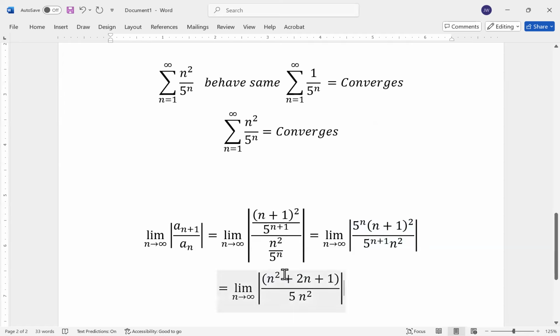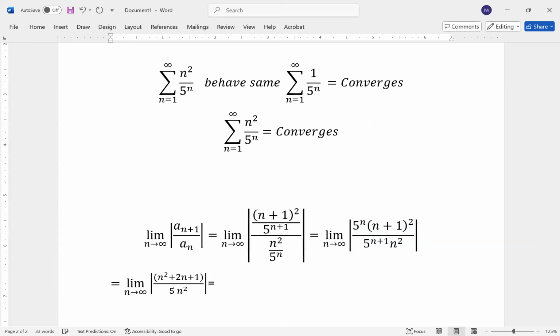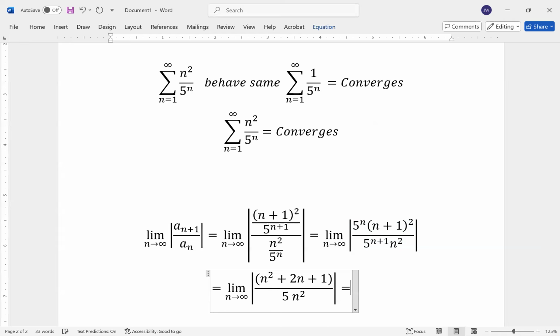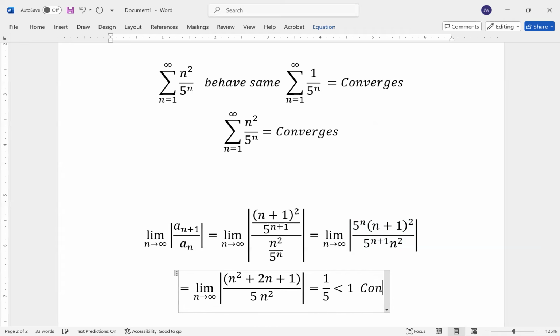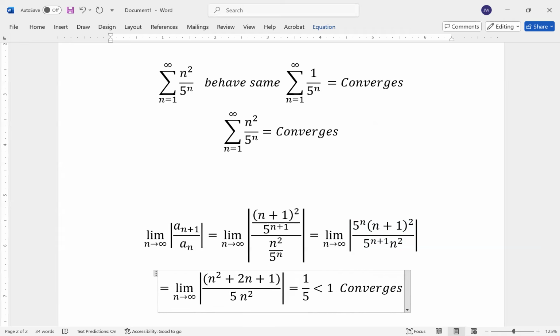Notice that top and bottom, both of those are polynomials of degree 2. So I just have to state what the coefficient is on the top over the coefficient on the bottom of the n squared term. So we get 1/5, which is obviously less than 1, which tells us that our infinite series converges, and technically tells us that our infinite series converges absolutely.